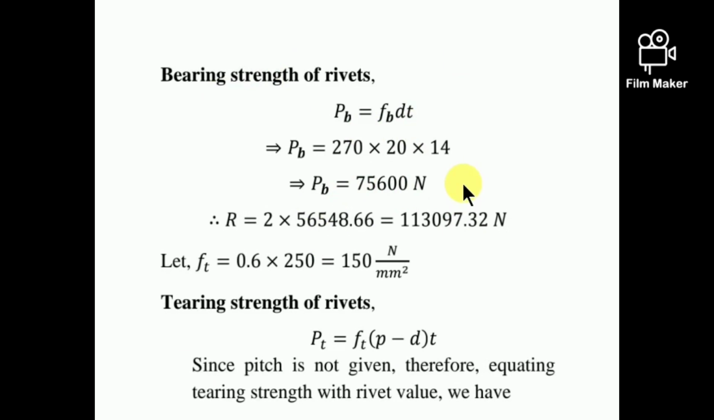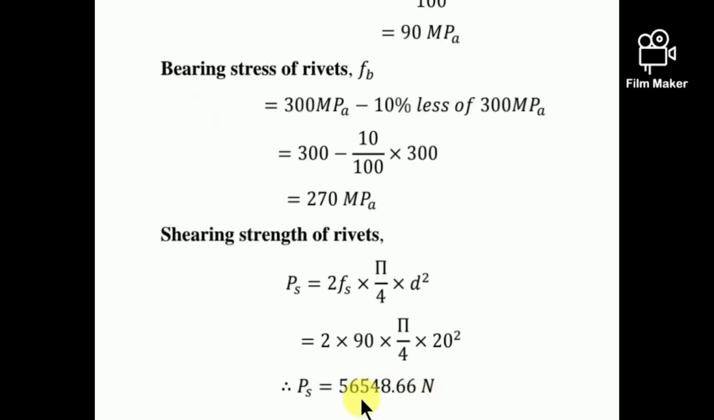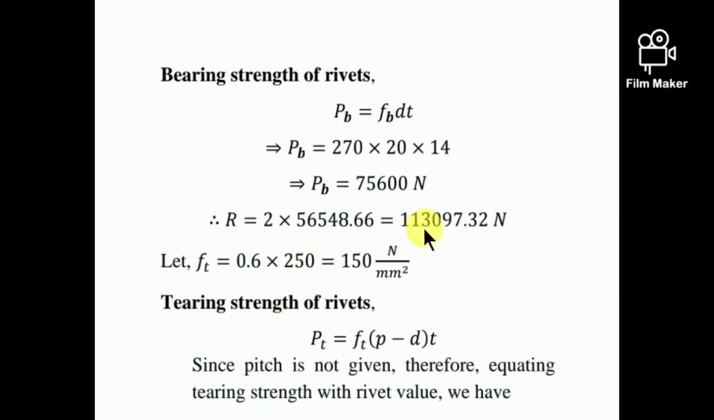Now to find out the rivet value, which value is smaller, our bearing strength or shearing strength? Just check. Shearing strength is 56548.6 and bearing strength is 75600. So our shearing strength is smaller than our bearing strength. So for the rivet value we will take the shearing strength value. And why are we using 2 here? Because the rivet is in double shear. So 2 into this, we get this.